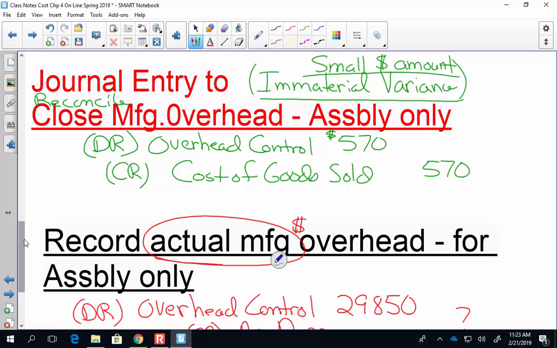I'm just looking. On page 170, they talk about if the amount is large enough, it will be allocated across not only our cost of goods sold, but also across our WIP accounts, our finished goods accounts. It goes across multiple accounts, not just cost of goods sold.